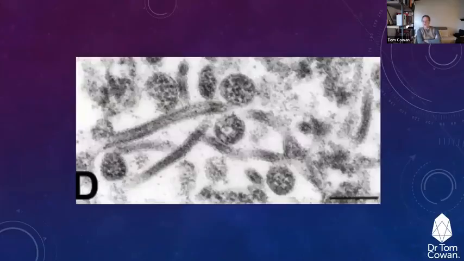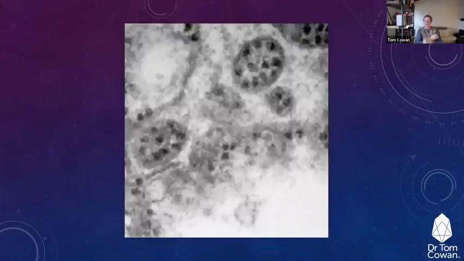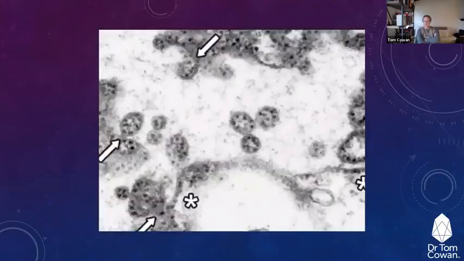Here's a bunch. They don't have arrows, but you can see 1, 2, 3, 4, 5, 6 or so different structures with the black dots, circles, all the rest of it. Here's another one, more of a close-up. This doesn't have a measurement, but they're all around the same size. Here we have a few more. And then there's some more.